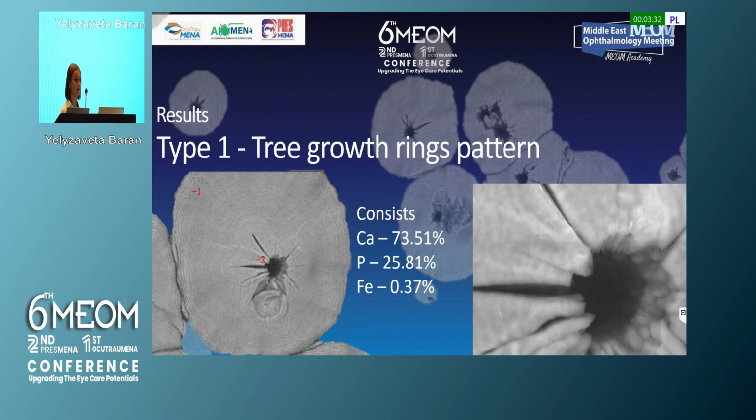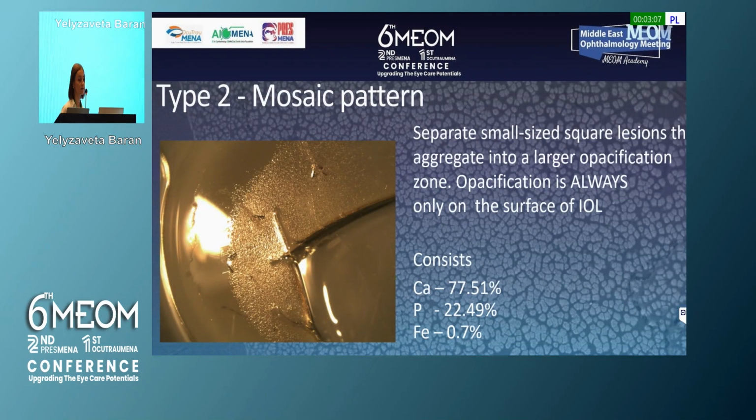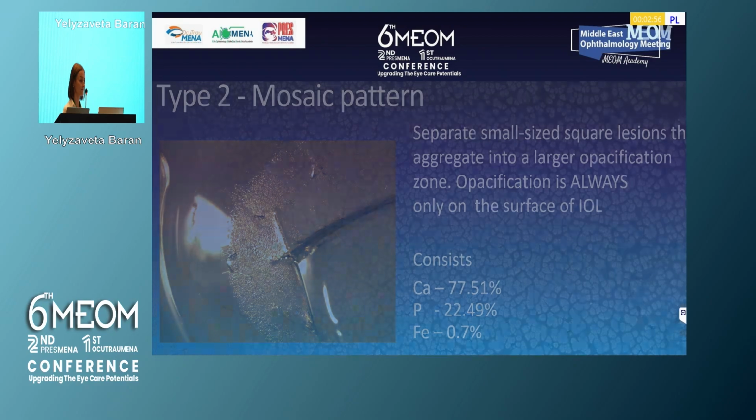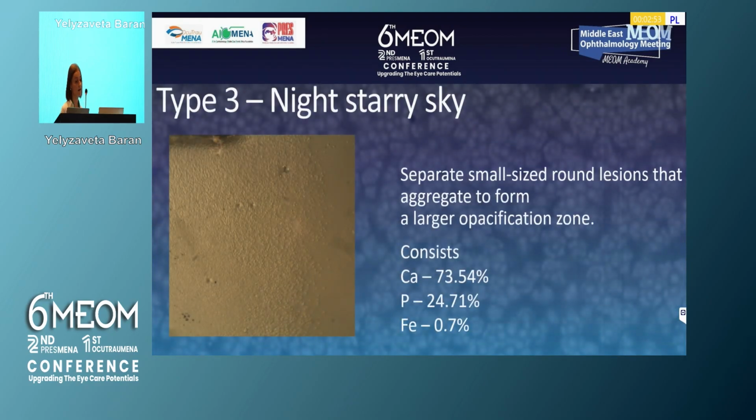And the first one is a tree-growth ring pattern. It's characterized by concentric rings, which presented as medium to large size round lesions that expand from periphery to the center of IOL. And what is interesting that this type of opacification occurs in areas that are not covered by capsule. Second one is mosaic pattern. It's characterized by small-sized square lesions, and they aggregate into a larger zone of opacification, and it also occurs in the center of IOL. Third one is night starry sky.